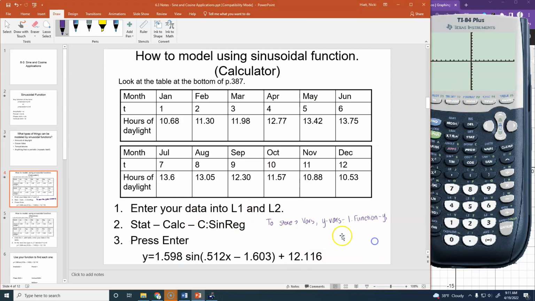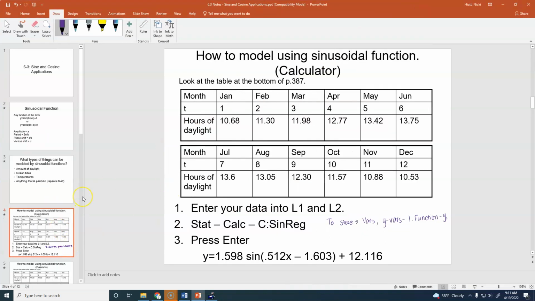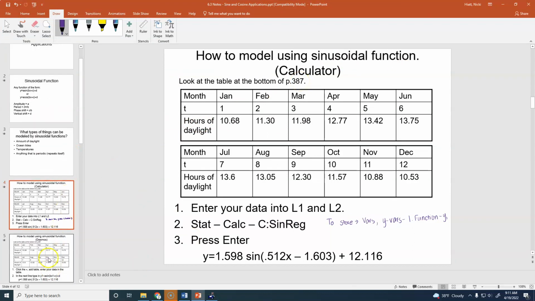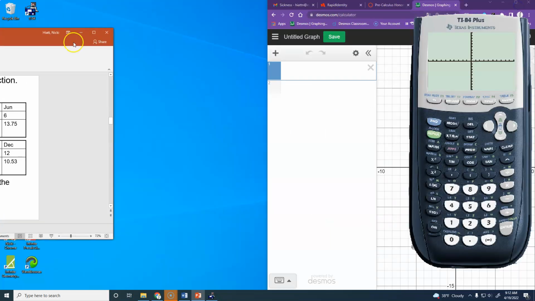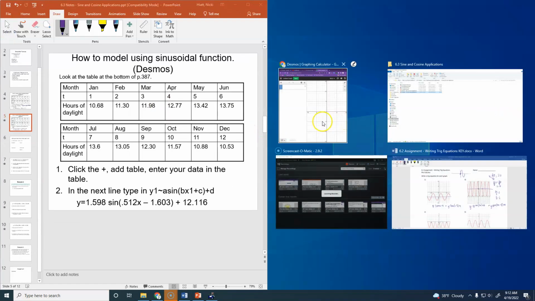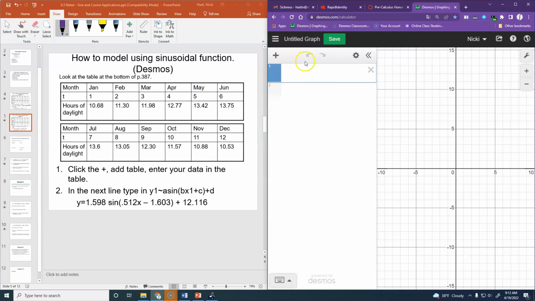And you may have teachers that don't let you use Desmos for some of this, so one day, I will let you use Desmos on any of these we have. So that is our directions for the calculator. Let's try it now with Desmos. So pull up Desmos here. To add data on Desmos, you're just going to hit the plus. You're going to tell it table, and then we're just going to enter the data here.